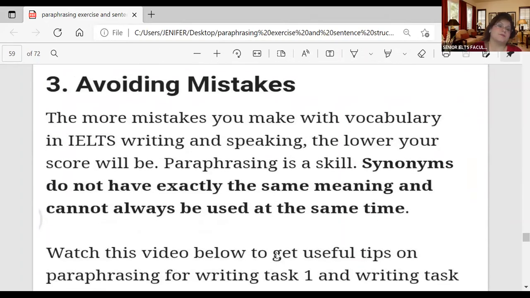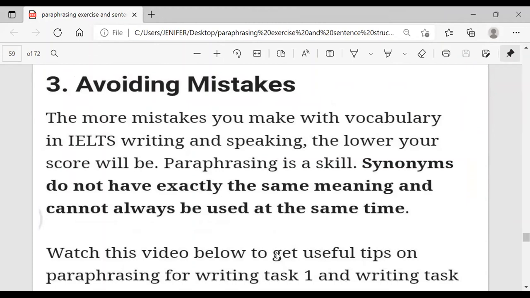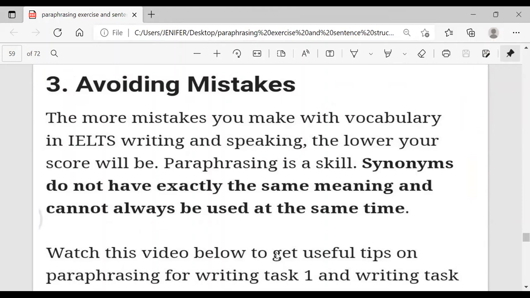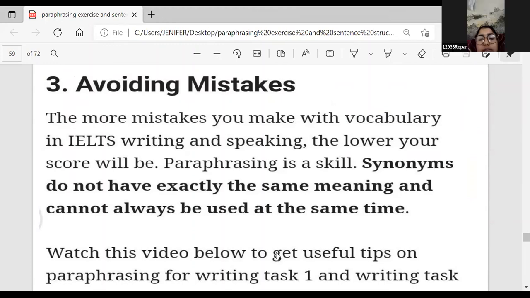Now this one. Avoiding mistakes. The more mistakes you make in the vocabulary in IELTS writing and speaking, the lower your score will be. Paraphrasing is a skill. Synonyms do not have exactly the same meaning and cannot always be used at the same time. Correct.